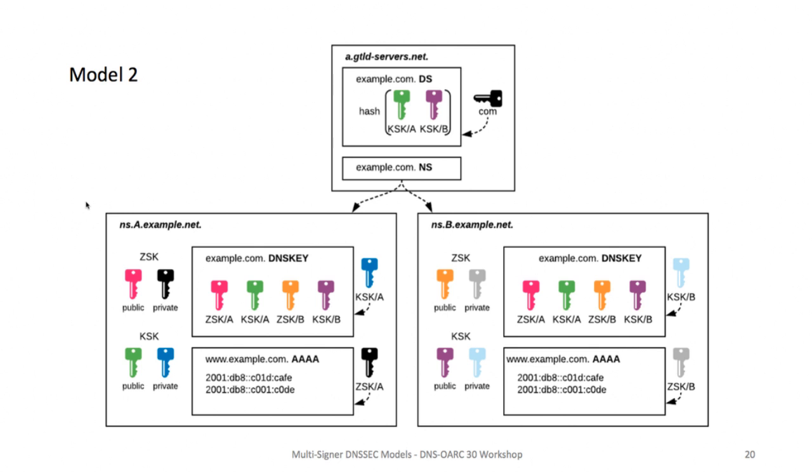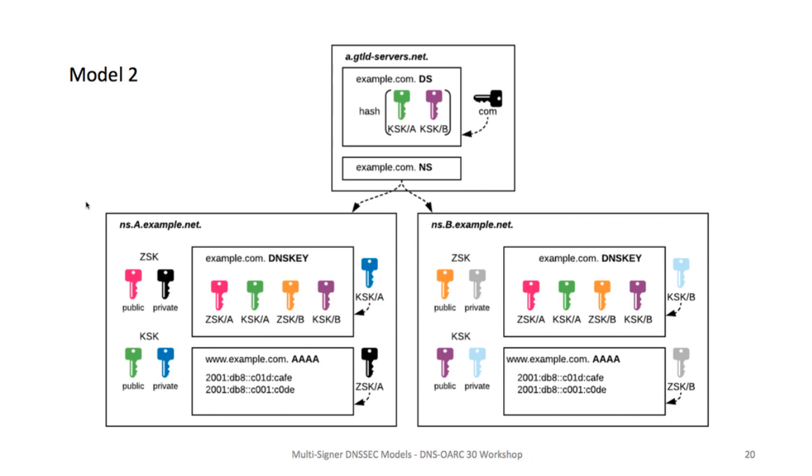And this model adds an extra key signing key. So now we have a dedicated pair of key signing keys at each provider. So we have 4 keys in total. And the principle is the same. We always have to keep the DNS key record set in sync. We can just sign it with different keys.